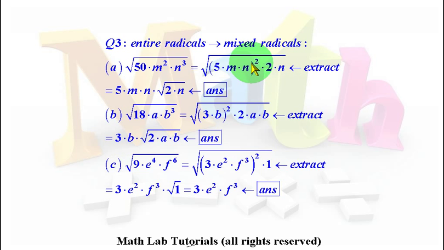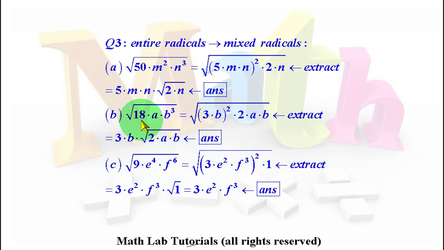So we have the good guy squared over here. We're going to extract it. We have a 5mn, and what remains is the bad guy inside the jail. So this is the mixed radical. Let's go on to b.